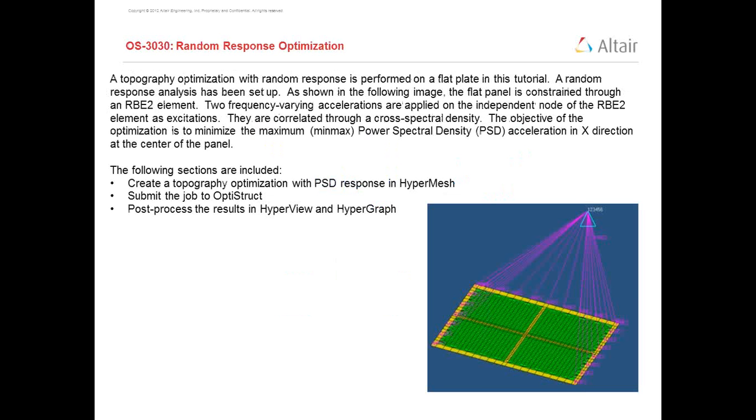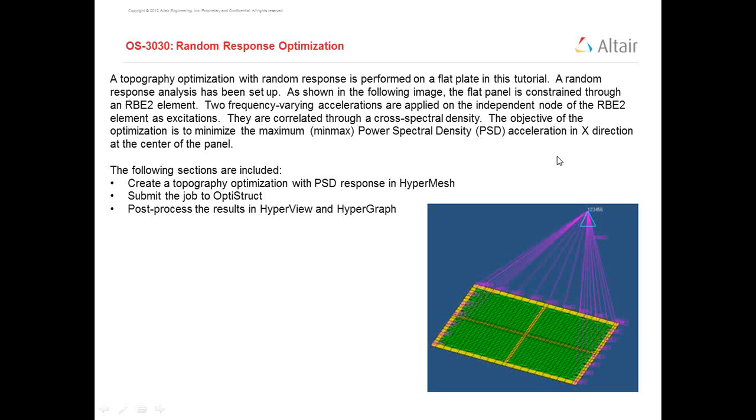A topography optimization with random response is performed on a flat plate in this tutorial. A random response analysis has been set up as shown in the following image. The flat plate is constrained through an RBE2 element. Two frequency varying accelerations are applied on the independent node of the RBE2 element as excitation. They are correlated through a cross spectral density.